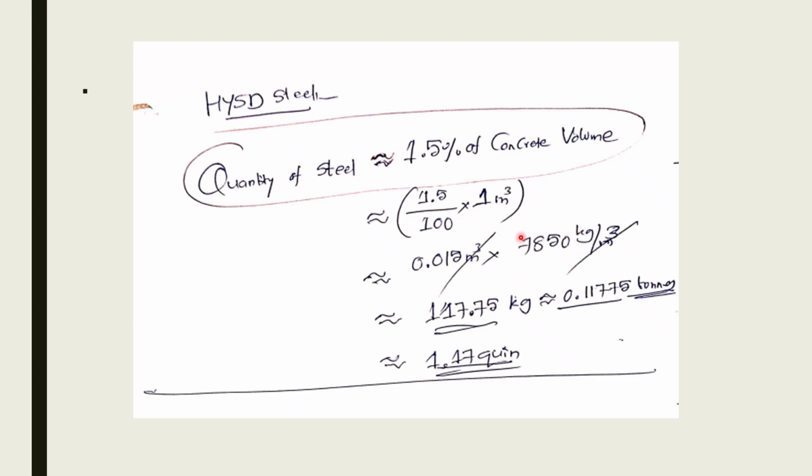What is 7850? The density of steel. The density of steel is 7850, so the meter cube cancels. We get 117.7 kgs. Convert to tons by dividing by 1000. We get 0.1175 tons, which means 1.175 quintals. 1 quintal equals how many kgs? 100 kgs. That's it.